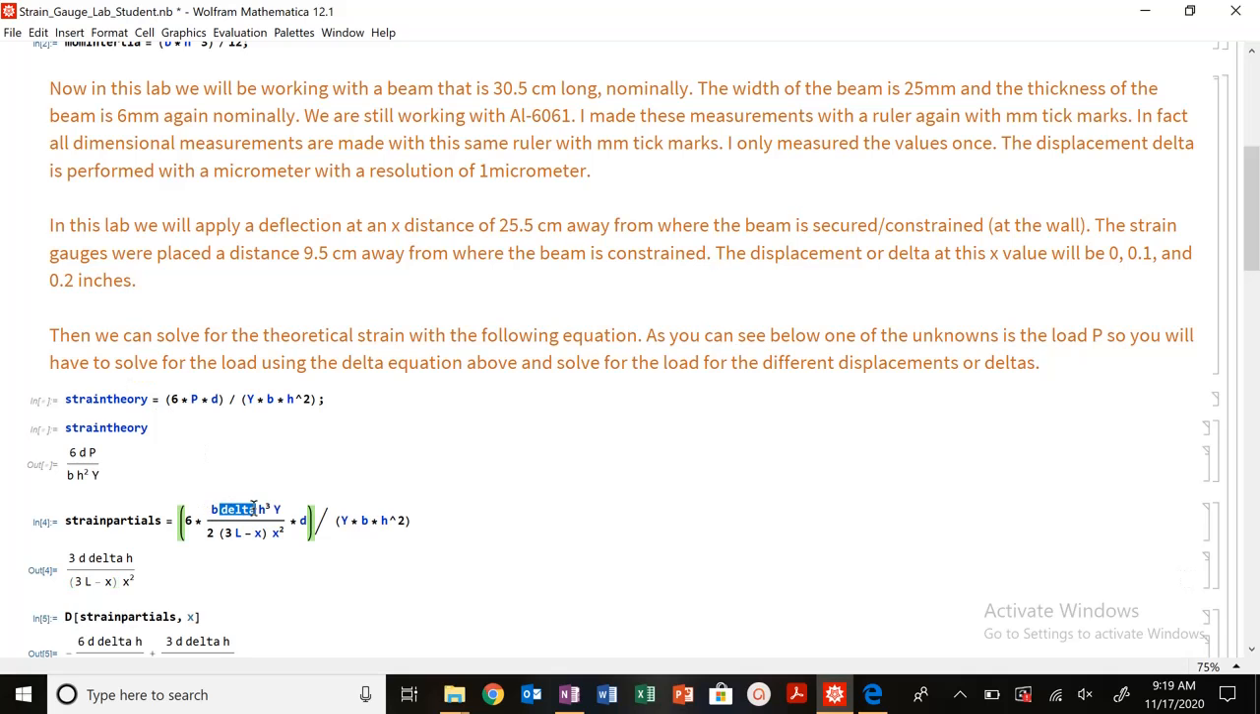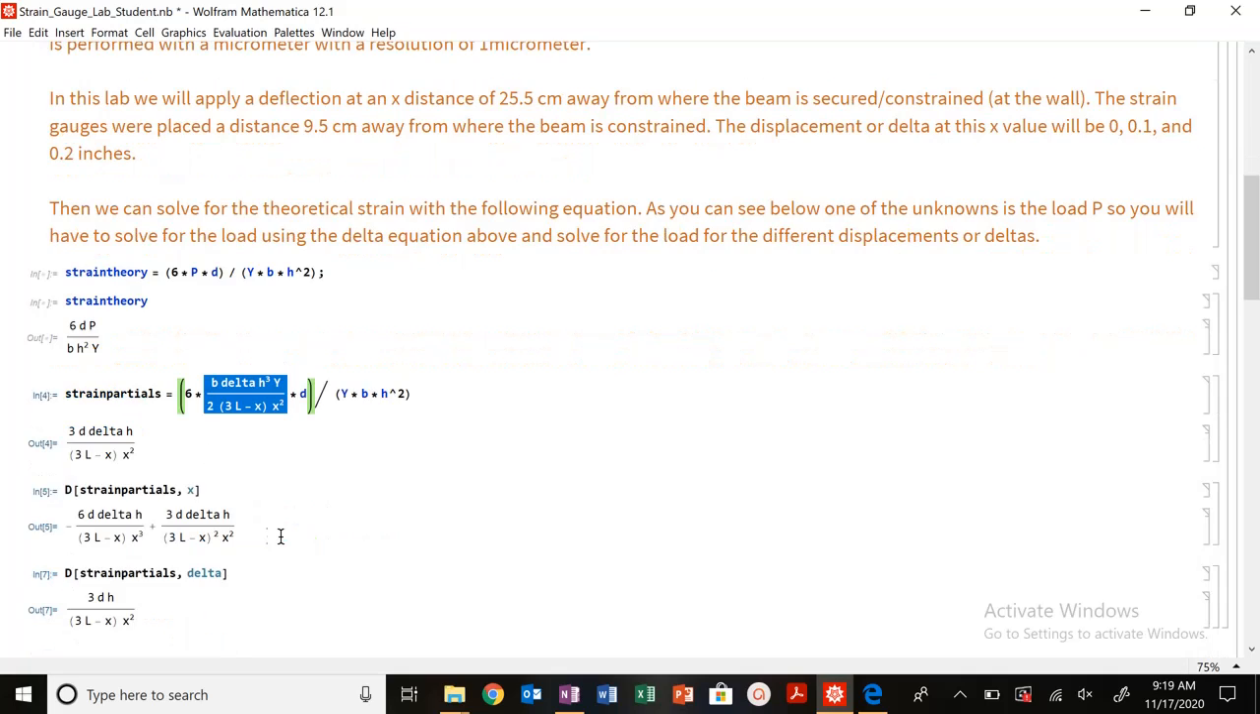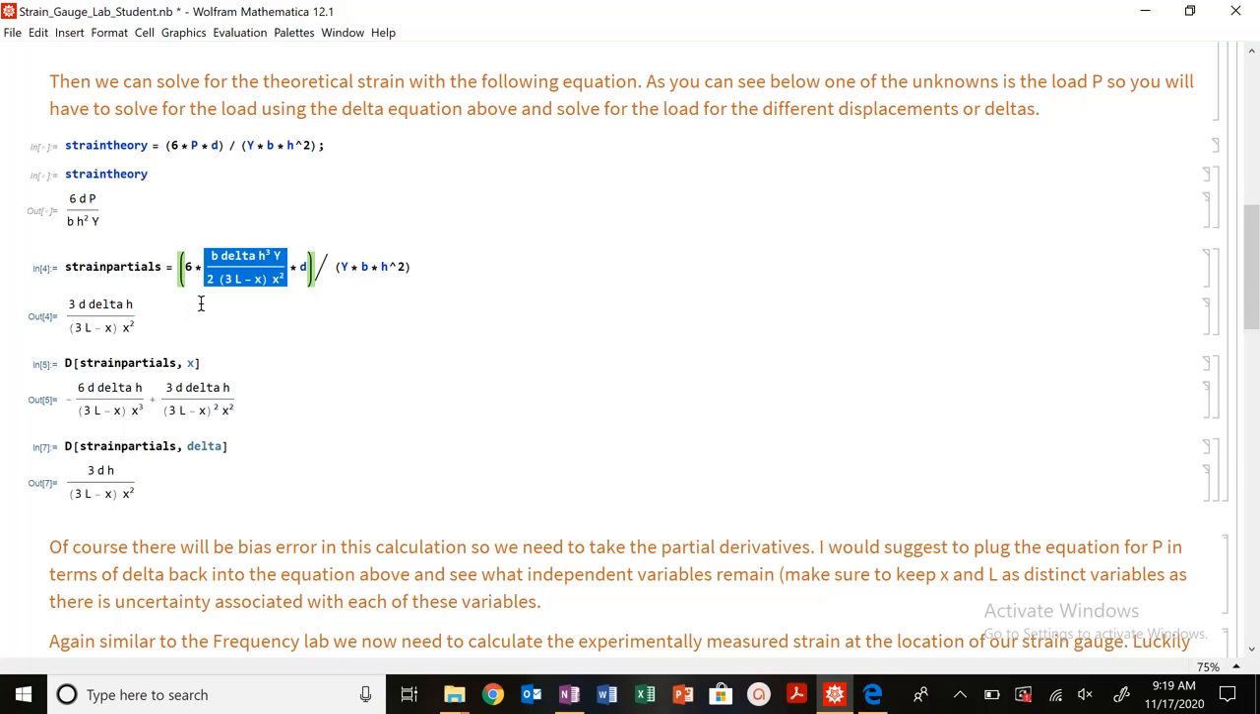different values of delta. All of the rest of these values are fixed, as you can see here, and that's essentially the load that you plug in. So you could use the strain partials equation. Again, that's going to calculate your strain. But you also want to be able to plug in for the load. But again, you could get the strain from this expression right here.